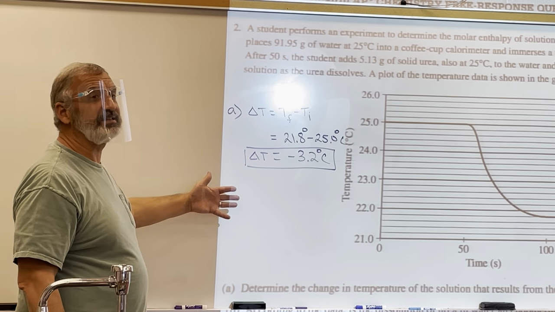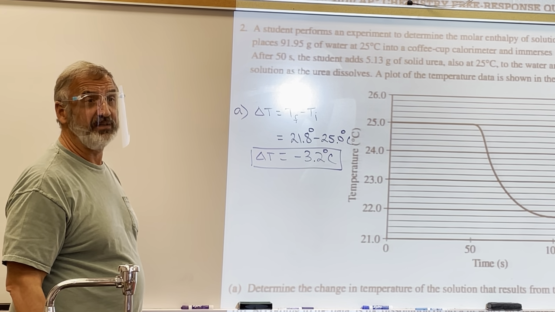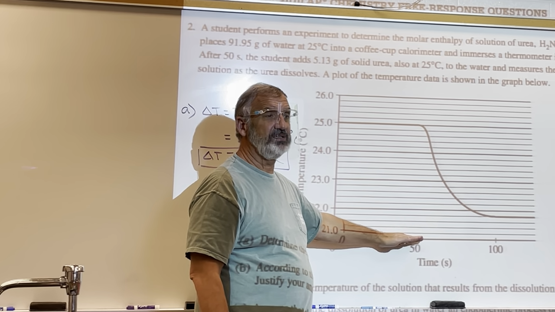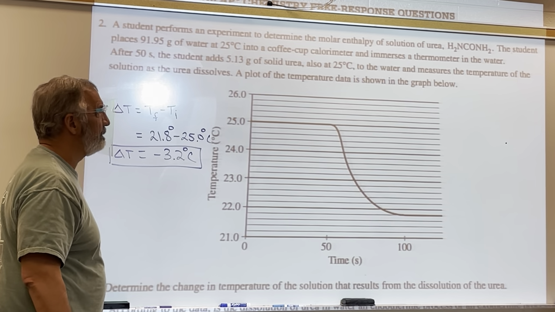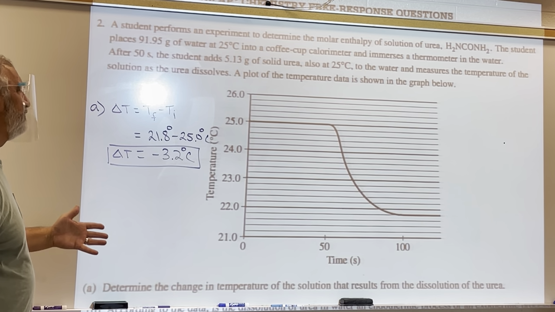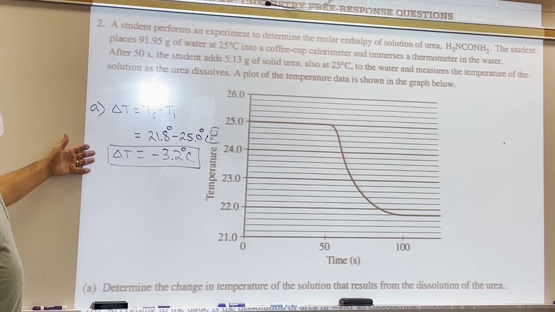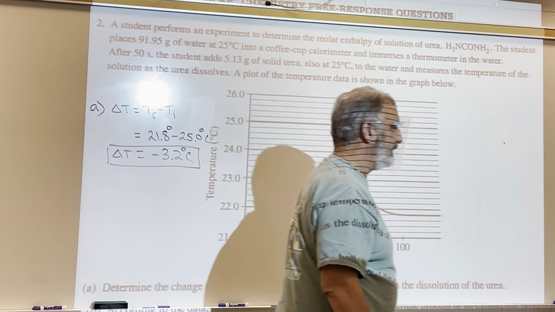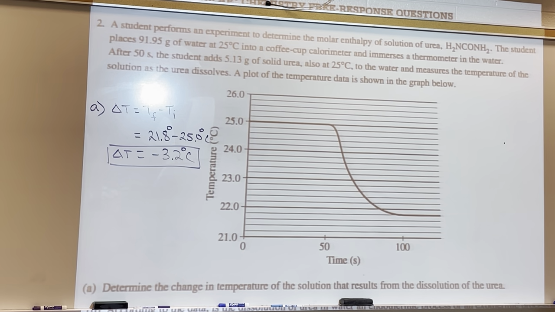Then B just asks, is it endo or exothermic then? Well, since the solution's getting cold, we know that the reaction is endothermic. Endothermic, okay? That should be easy money. That should be low-lying fruit. Those should be easy points right there for you, okay? Nothing challenging on that math.